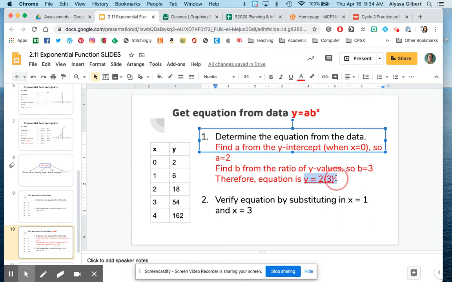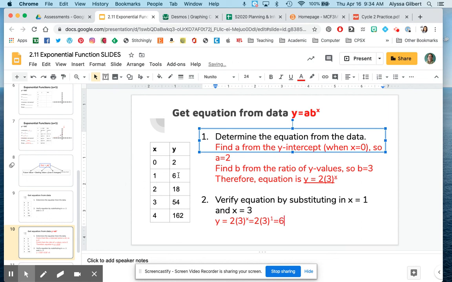Okay, so if we have y equals 2 times 3 to the x, I can't tell if this is better for me to do it on paper with you guys or to do it on here. At least you're seeing my thinking. So if you have 2 times 3 to the 1, so 3 to the 1 is 3, 2 times 3 is 6.